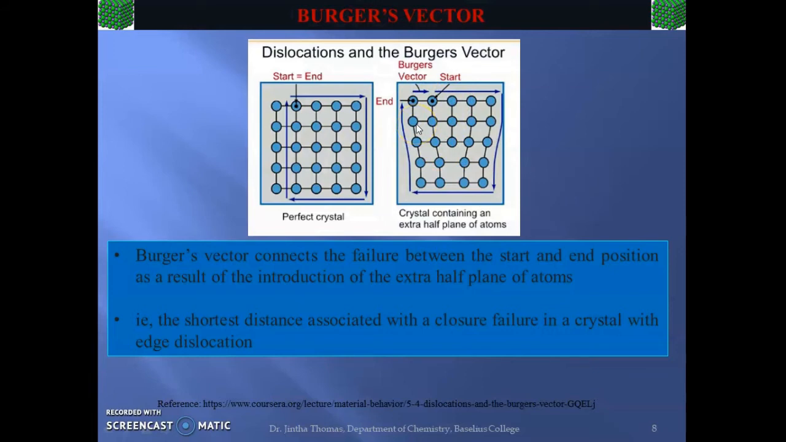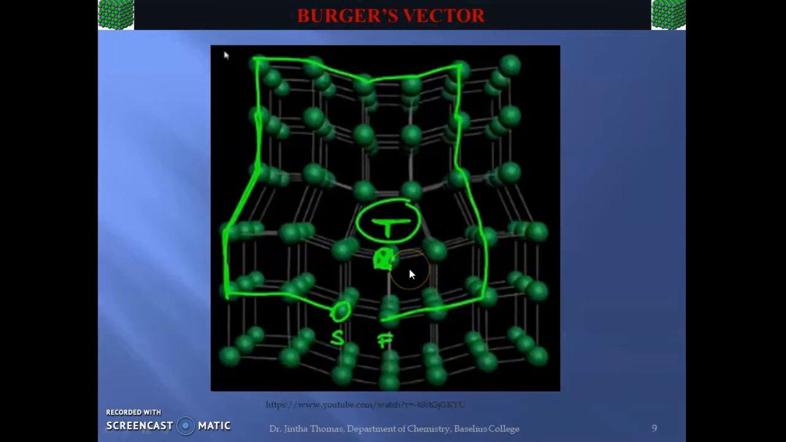That is, the shortest distance associated with a closure failure in a crystal with edge dislocation is called the Burgers vector. That is, the Burgers vector occurs due to the presence of this extra half plane of atoms, or due to the presence of an edge dislocation. Then the Burgers circuit fails to close down, and this gap between the start and end points is known as the Burgers vector. Now have a look at this picture, which gives a three-dimensional view of the crystal packing.